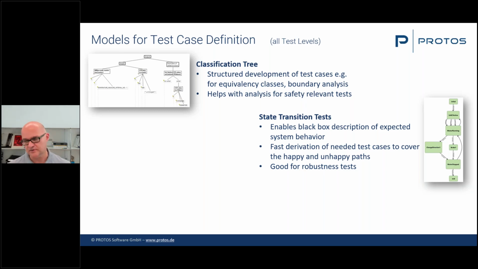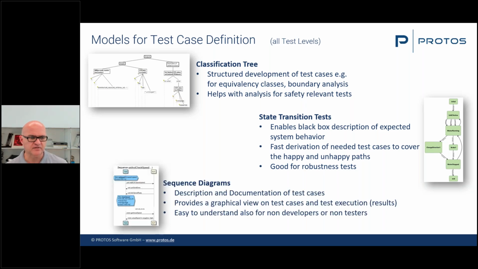So you get a lot of relevant test cases with low effort, and it's very good for robustness tests, and it's also part of some safety standards. The third method I want to introduce are sequence diagrams. Sequence diagrams can be used to describe or document test cases. They provide a very nice graphical view on test cases and the test execution. And it's really easy to understand also for non-developers or non-testers. Very often you design the test cases together with the system developers, especially on system level. They might not have a good idea about software development, but they have a really good understanding of your system. So in that case, a sequence diagram is really nice to work together between the different groups of people.